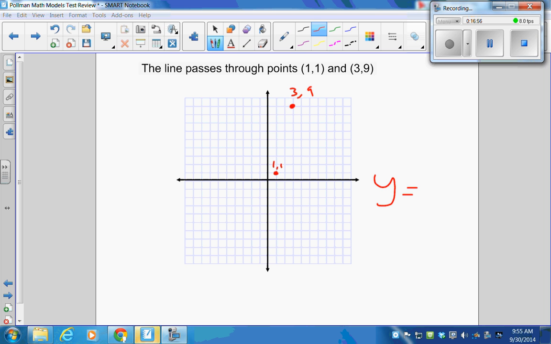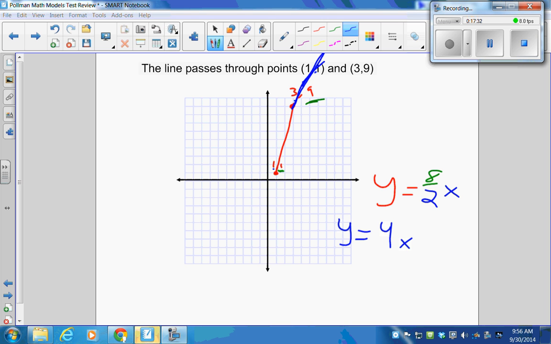All right, so how I start is my rise over my run. From these 2 points, I am rising 8. I go from 1 to 9, so I'm rising 8. And I am running from 1 to 3, which is 2. X goes next to slope. Before I move on, I'm going to simplify this. So 2 goes into 8 4 times. So that means I go up 4 over 1 for each one.